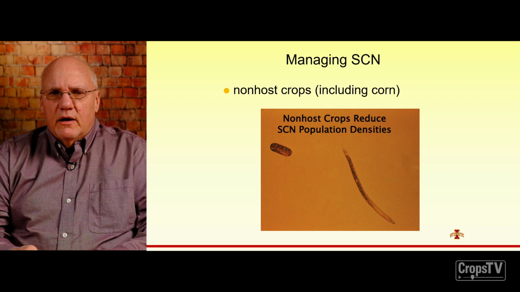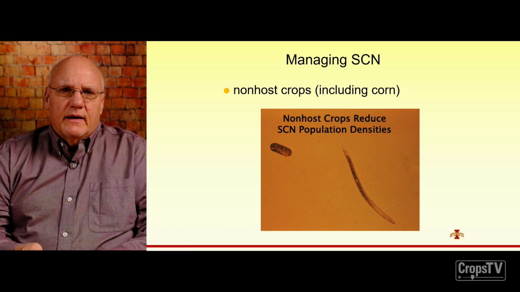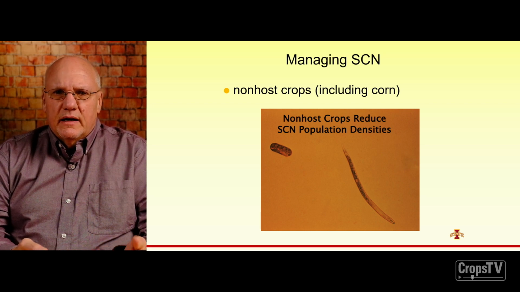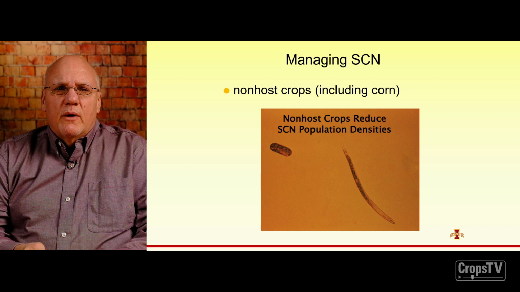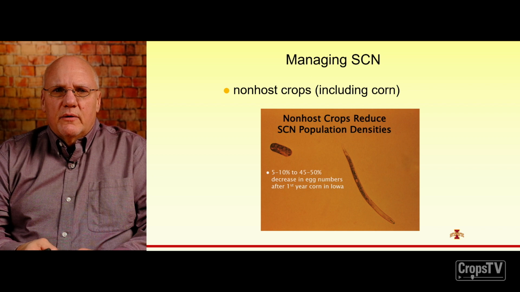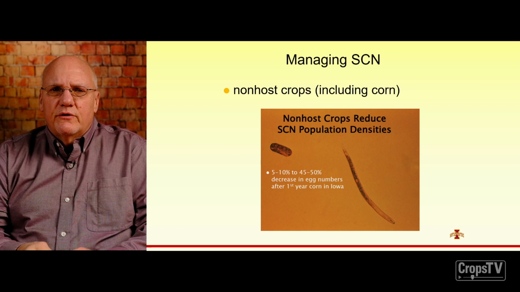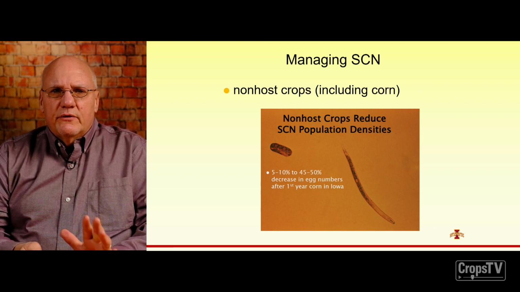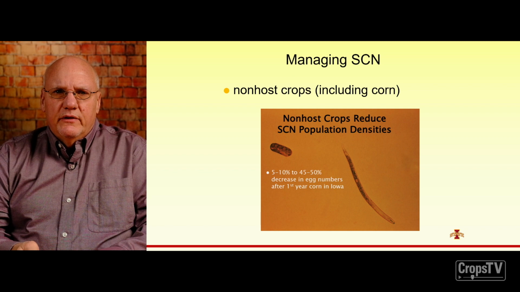If they don't get into a host root within a matter of days or weeks, they're either going to starve, or something else that lives in the soil is going to eat them or parasitize them. Actually, insects and mites could eat them. So what we've seen over the years in Iowa is that 1 year of corn following soybeans can drop numbers as little as 5 or 10% to as much as 45 or 50%. Again, this is because eggs are hatching out and those juveniles are starving. Unfortunately, we don't see the same level of decrease in a second year of corn or a third year of corn.